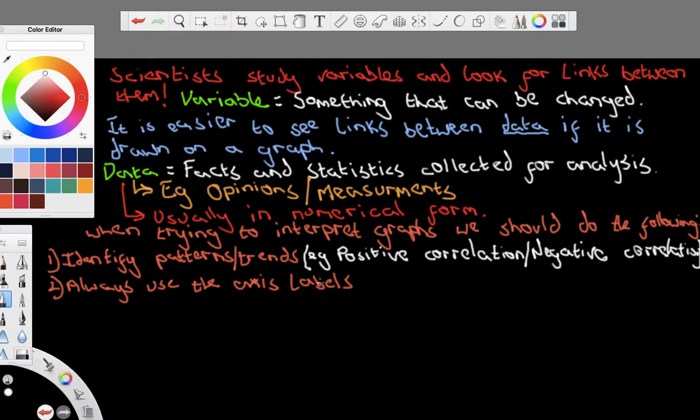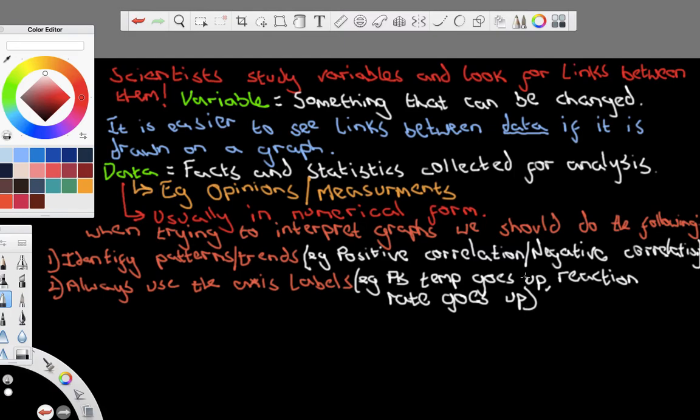So we can say, e.g., as temperature goes up, reaction rate goes up. Okay, so it's not good enough to say there is a positive correlation. You would need to look at a graph and say there is a positive correlation because as the temperature goes up, the reaction rate goes up.